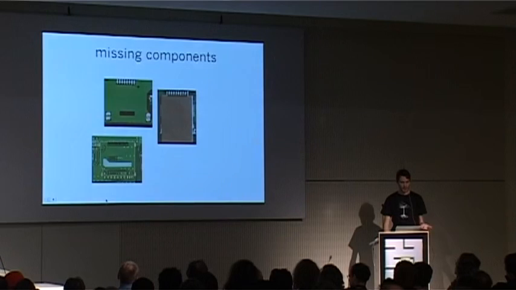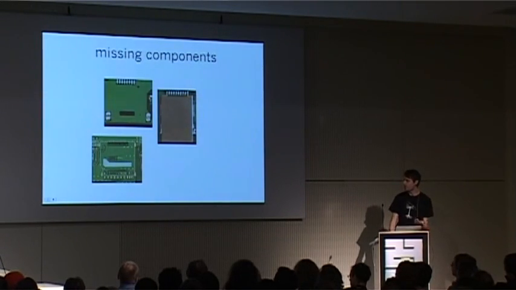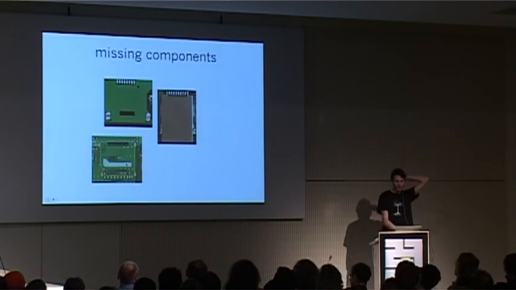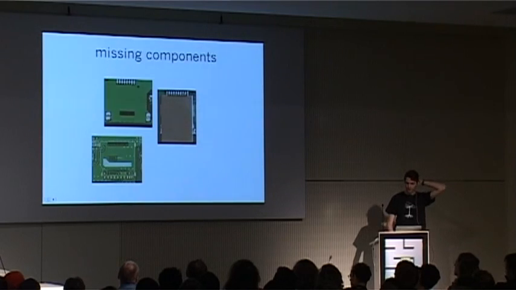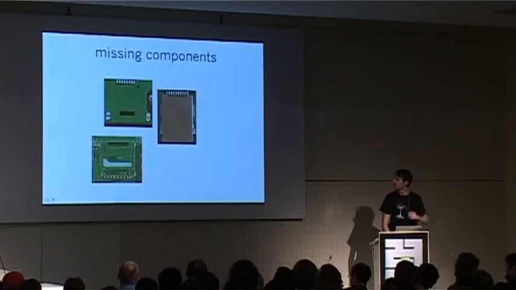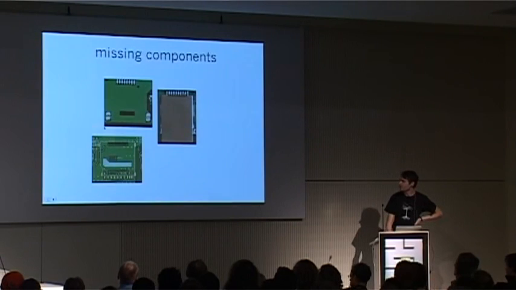Missing components can be interesting to look at. Here we have what I think is probably an RJ45 connector missing. Here we have an SD card missing, a slot for an SD card, just on the basis of the white outline that you see, which is for an SD card slot.